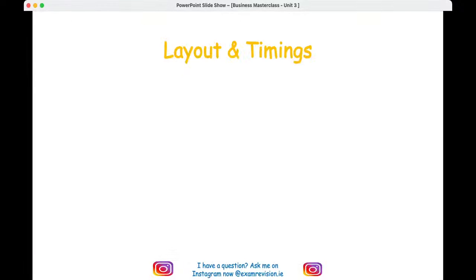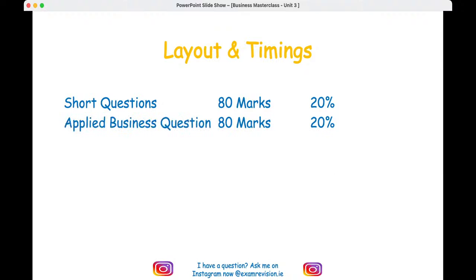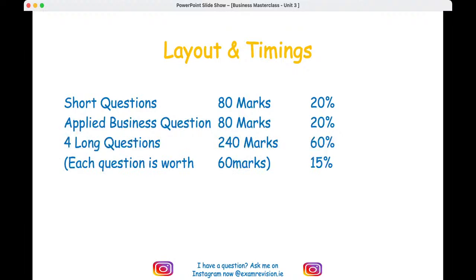Now for the marks. Short questions are 80 marks, so they make up 20% of your paper. Your ABQ, the applied business question, is 80 marks and makes up 20% of the paper. Then we have our 4 long questions, which are 240 marks, 60% of your paper. Each long question is 60 marks, worth 15%. So just to break it down, you can get a clear picture of what each section is worth for Business Leaving Cert, and that's a total of 400 marks.